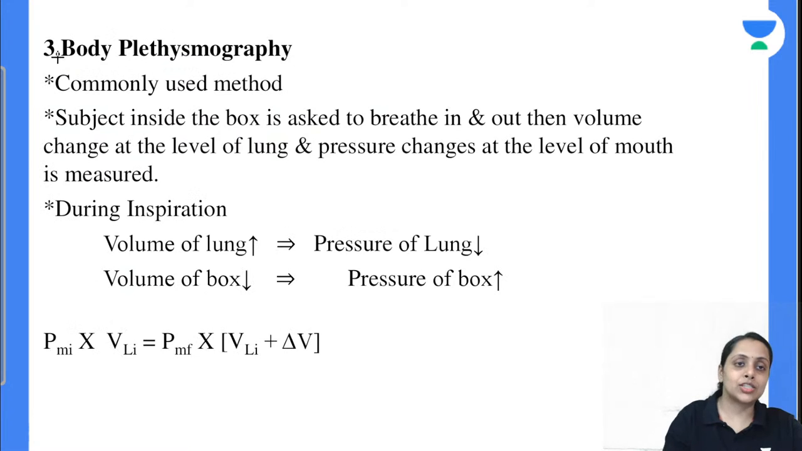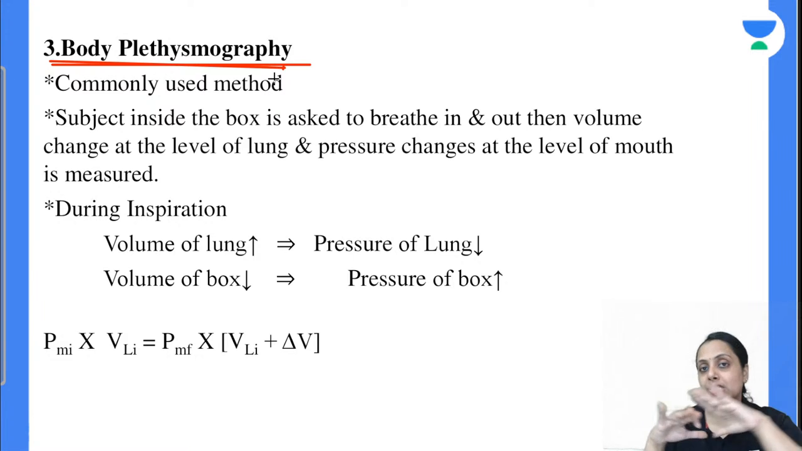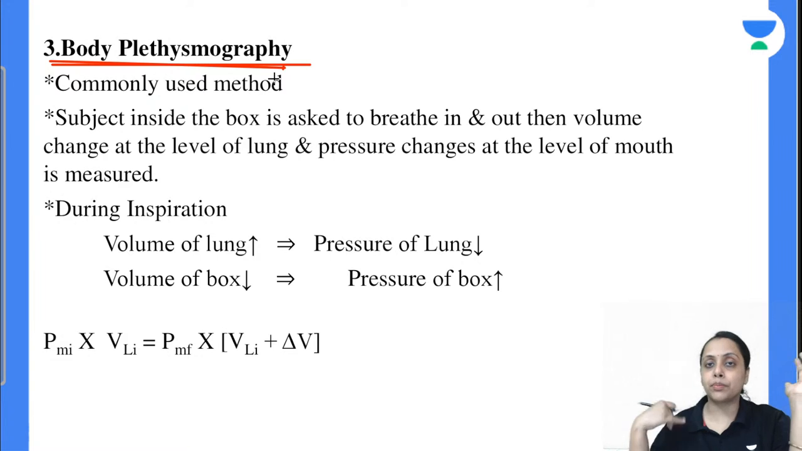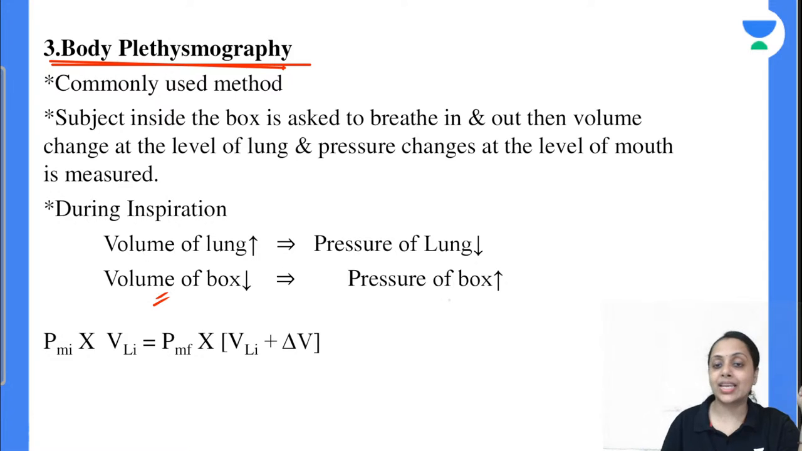Coming to the next one, that is the most commonly used method to measure the FRC, body plethysmography. इसमें क्या करते हैं? Subject is enclosed in a box and he is asked to breathe in and breathe out in that closed box only. So what happened when he breathes in a closed box? Volume of the box is going to decrease. So we all know by Boyle's law, pressure is inversely proportional to the volume. So volume of box decrease हो रहा है तो pressure of box क्या हो जाएगा? Increase. और lung के level पे बात करते हैं तो inspiration की वजह से lung में volume increase होगा. So pressure of lung is going to decrease.